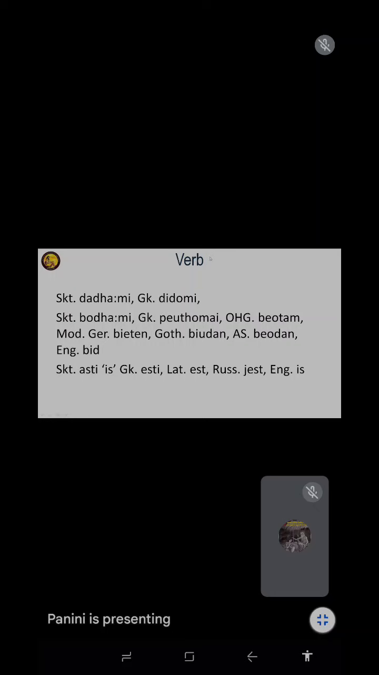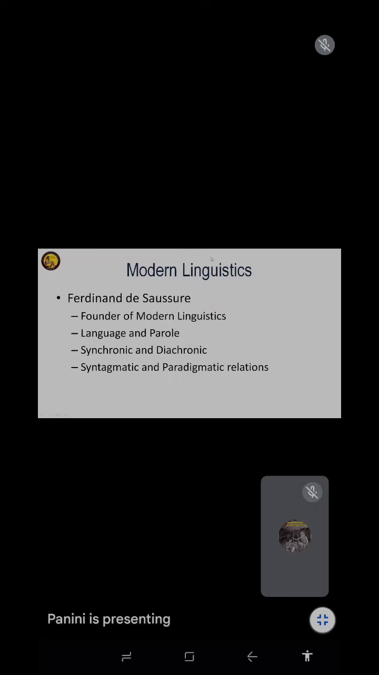A common verb we know, asti: Sanskrit is, Greek esti, Latin est, Russian jest, or however they pronounce it, and English is. If you look at this, so next please. So these are the basic vocabularies of a language. The basic vocabularies of a language are the body parts, the numerals, the kinship terms, as well as the verbal roots. These are called the basic vocabularies of a language.